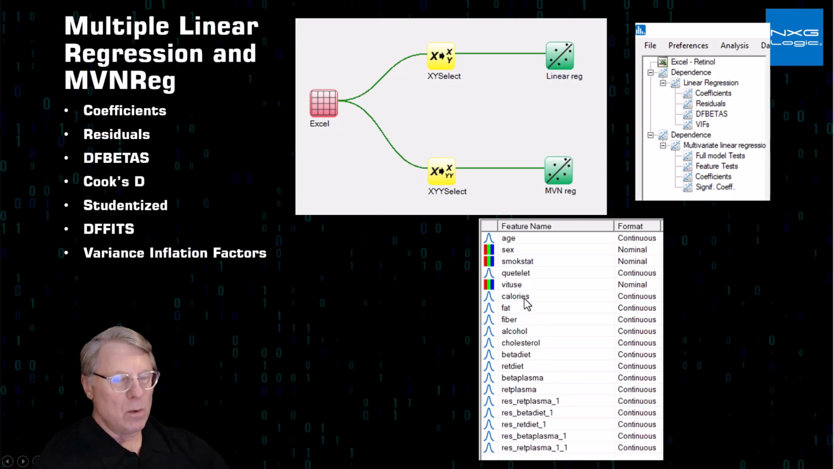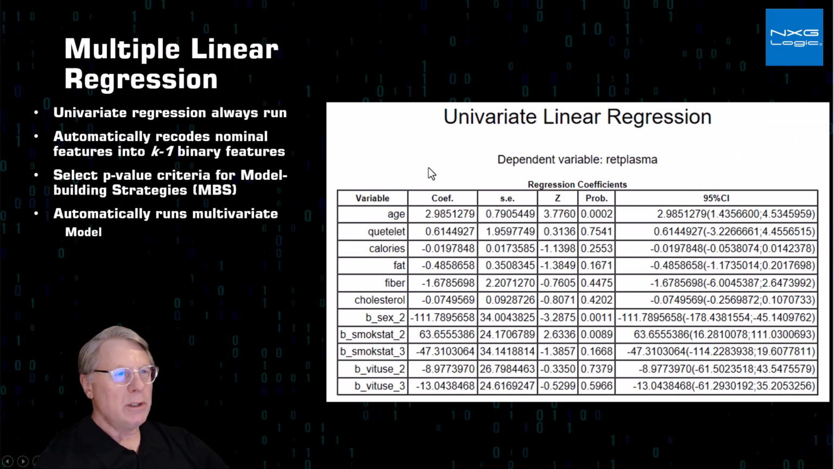And also Explorer can output either the predicted y-hats or the residuals from a multiple linear regression run or a multivariate normal regression run. For multiple linear regression, every analysis starts with a univariate linear regression run of all the features by themselves to generate the p-values, which are compared against a cut point p-value or a threshold p-value as a candidate for entry into a multiple variable model.